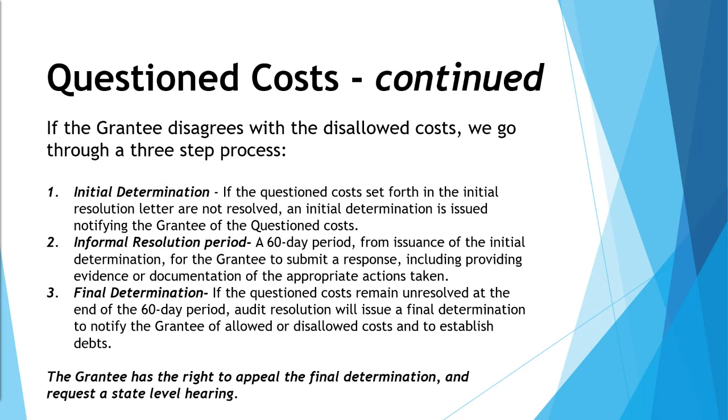Step 3, the final determination. This is if the question costs remain unresolved at the end of the 60-day period. Audit resolution will then issue a final determination to notify the grantee of allowed or disallowed costs and to establish the debt. The grantee then has the right to appeal the final determination and request a state level hearing.